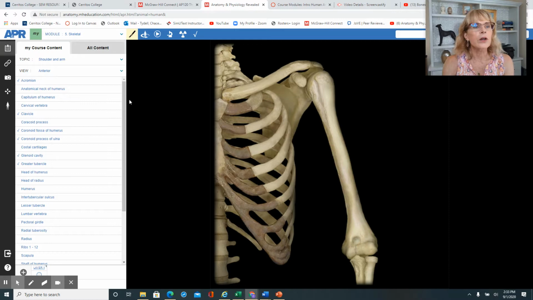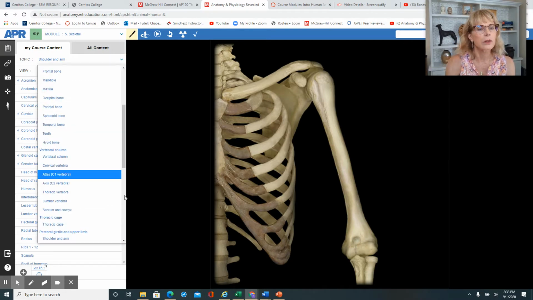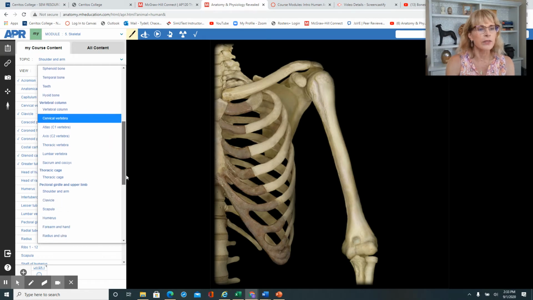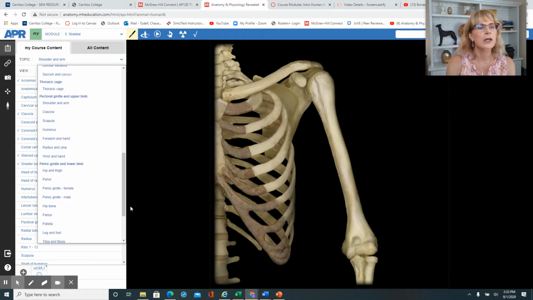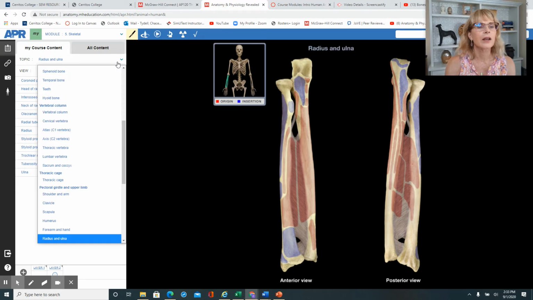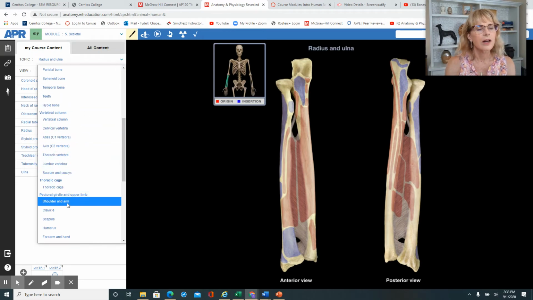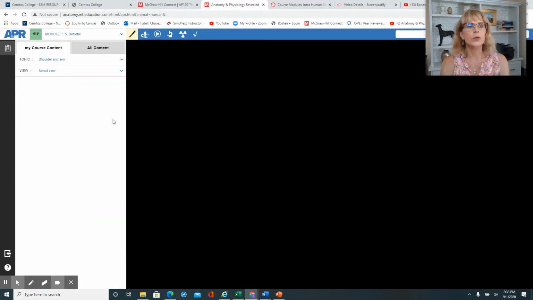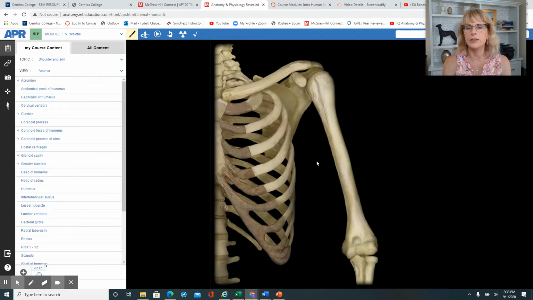All right, now we are looking at the shoulder and arm. Hold on. Does it let me just look at the elbow, radius, and ulna? Let's look at that. Not loving that. Okay, the shoulder and arm. We're going to look at it from the front. Okay, we're looking at it from the front.